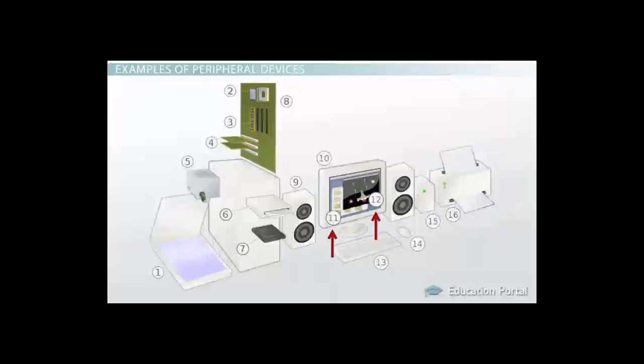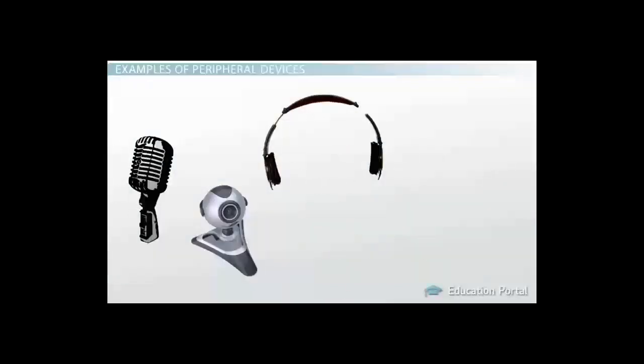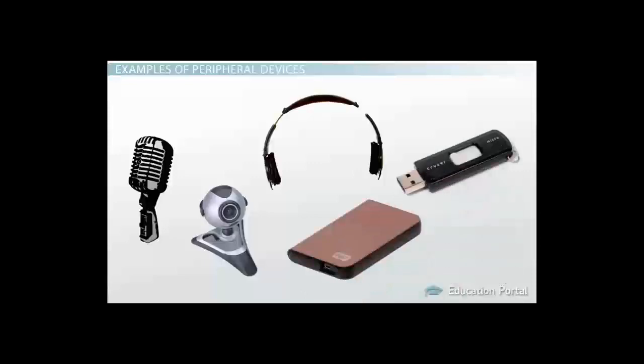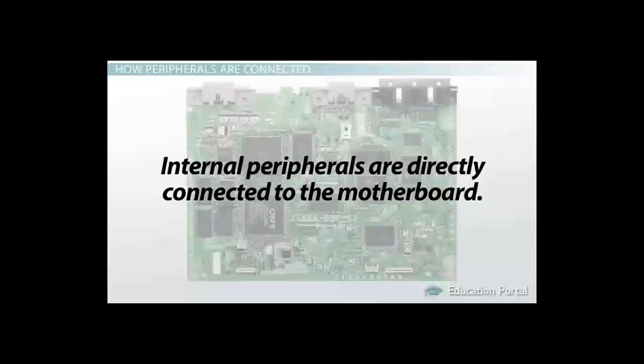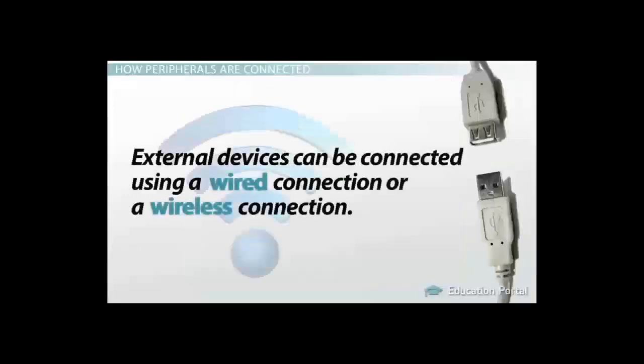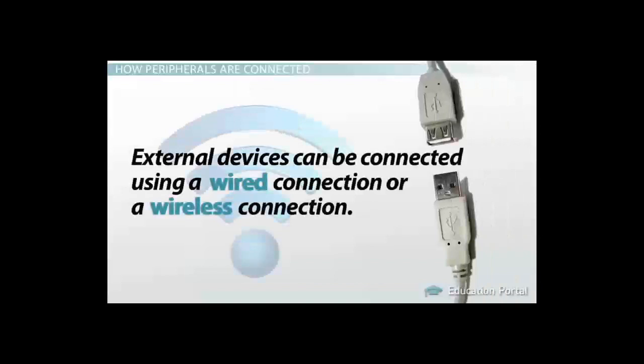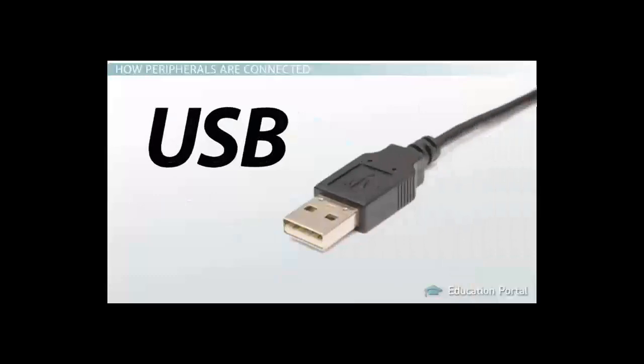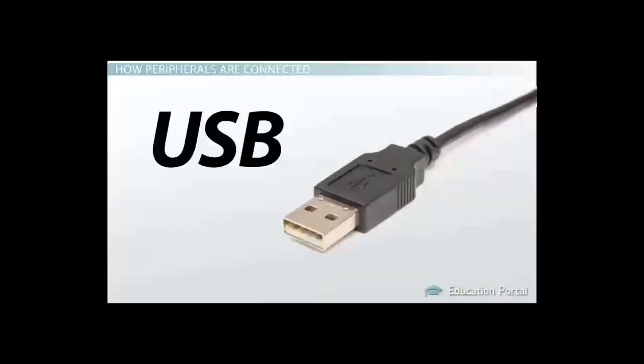There are many other examples of peripherals, such as a microphone, a web camera, headphones, external hard drive, flash drive. Most computer users have at least several of these peripheral devices. External peripherals are directly connected to the motherboard using one of the different types of slots on the motherboard. External devices can be connected using a wired connection or a wireless connection. As the name suggests, a wired connection uses a cable that needs to be plugged into the computer using a connector. The most widely used connector is a universal serial bus, or USB connection, but several other types are used depending on the specific computer system and the type of peripheral.